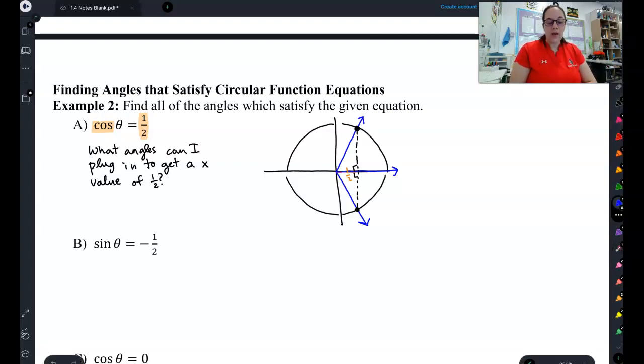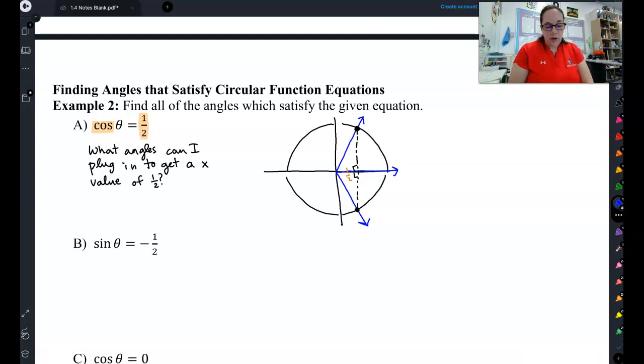Now, I could also do this triangle over here. That has a shorter x side of 1/2, except notice that x side is actually a negative 1/2, not a positive 1/2. So I actually do not want that triangle. So I have two triangles here that give me an x side of 1/2. I need to figure out what angles go with these triangles.